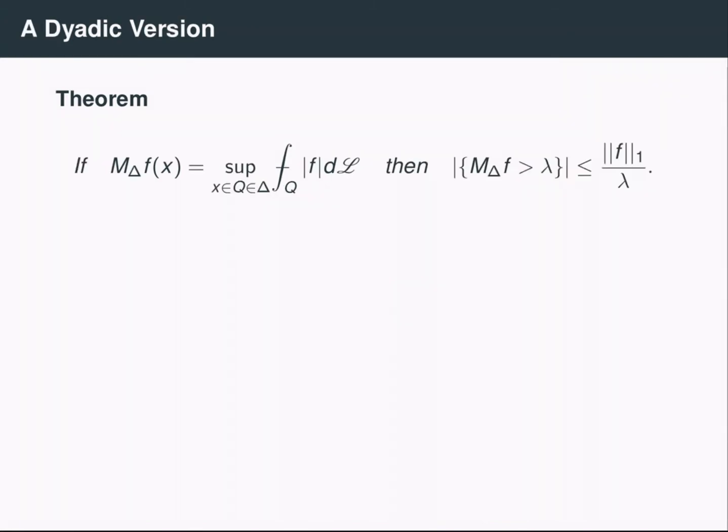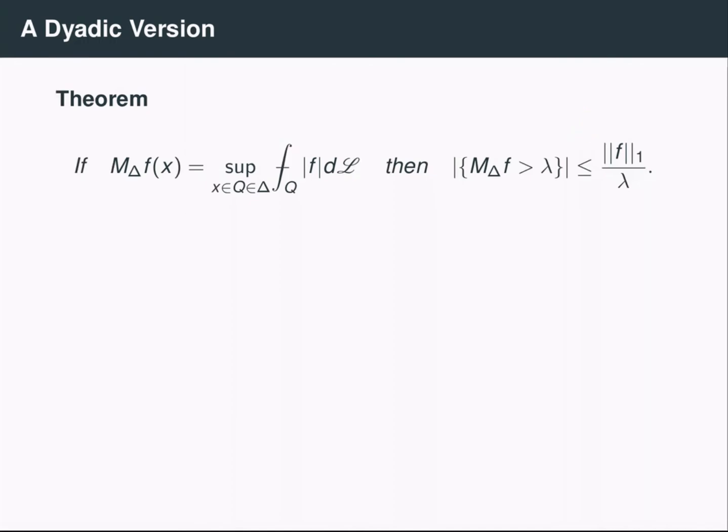So the dyadic version of the Hardy-Littlewood maximal inequality that we're going to consider goes as follows. First of all, the dyadic maximal function of a locally integrable function f evaluated at a point x is defined to be the supremum over all averages of the absolute value of f over all dyadic cubes containing the point x. Then the dyadic Hardy-Littlewood maximal inequality says that the measure of the places where the maximal function is bigger than lambda is at most the L1 norm of f divided by lambda. And also observe that there's no constant in front here. So we actually get an improved version of the Hardy-Littlewood maximal inequality.